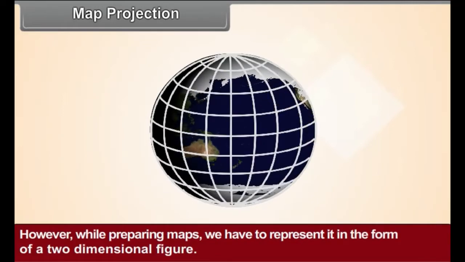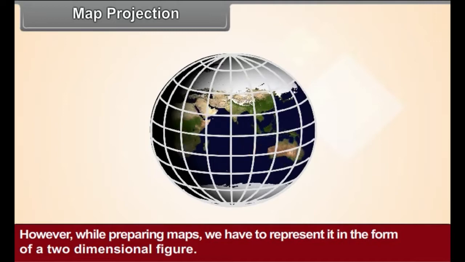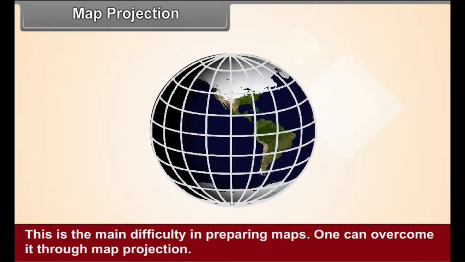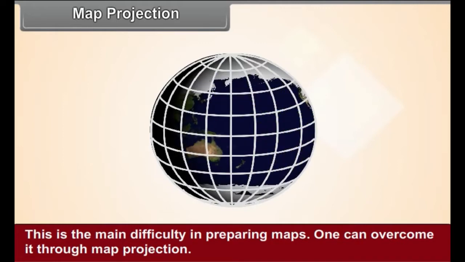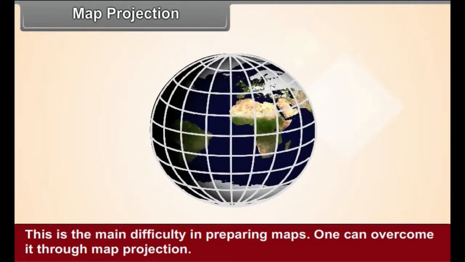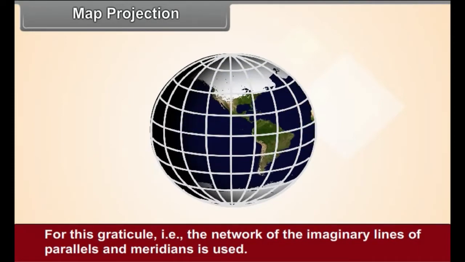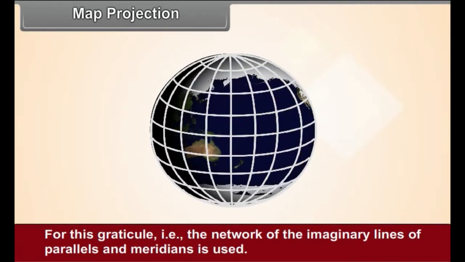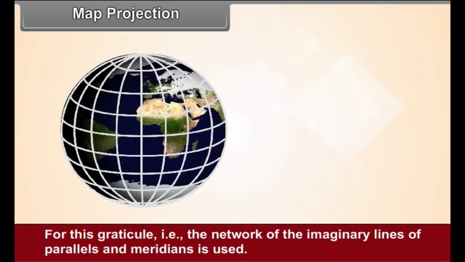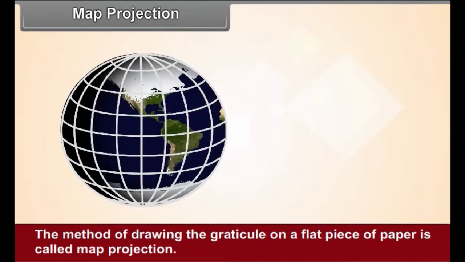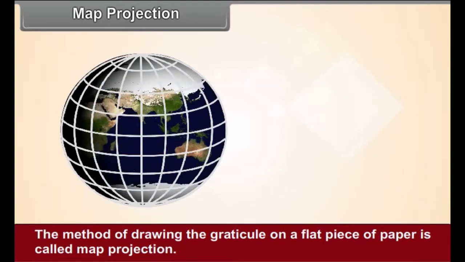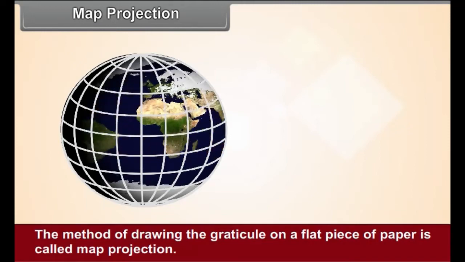However, while preparing maps, we have to represent it in the form of a two-dimensional figure. This is the main difficulty in preparing maps. One can overcome it through map projection. For this, the graticule, that is, the network of the imaginary lines of parallels and meridians is used. The method of drawing the graticule on a flat piece of paper is called map projection.